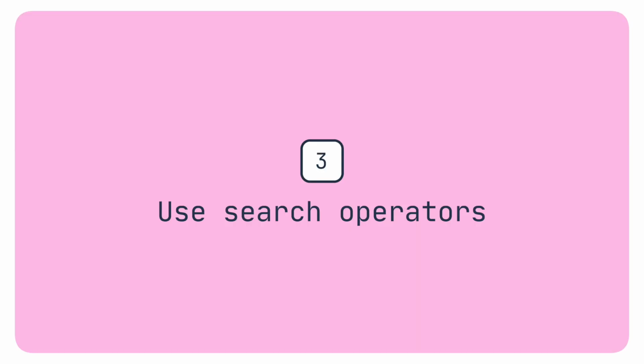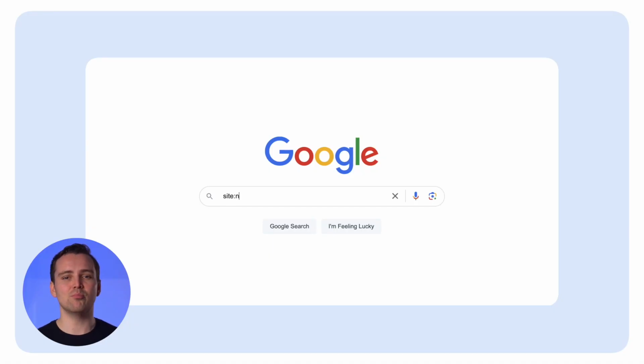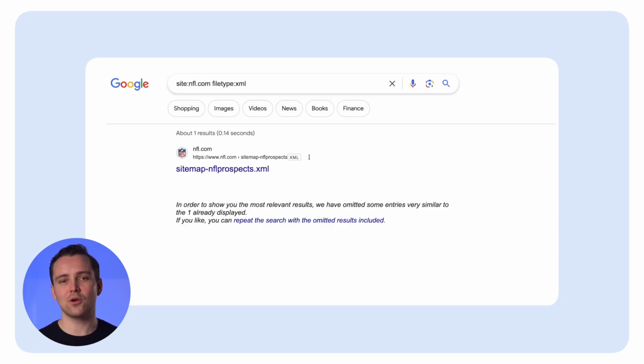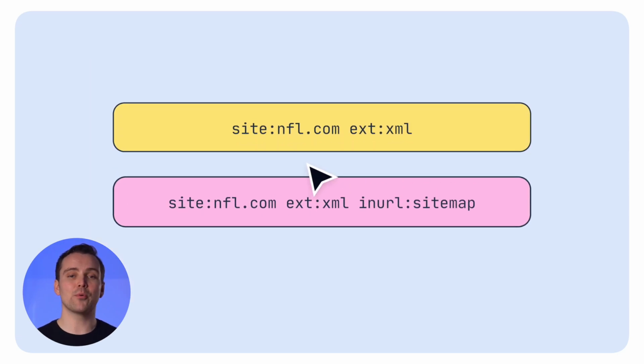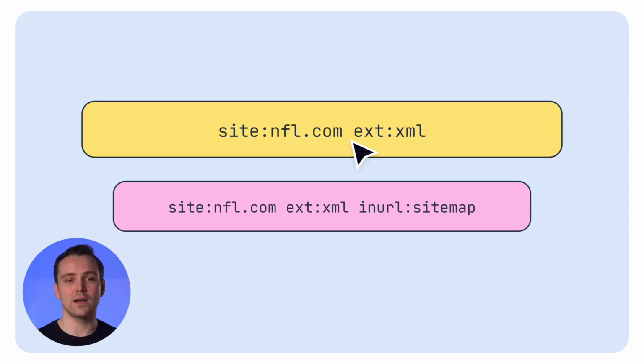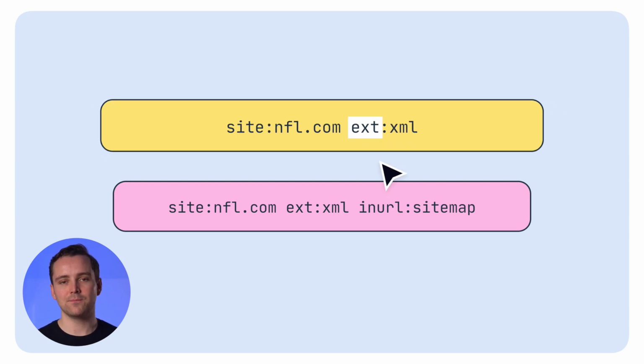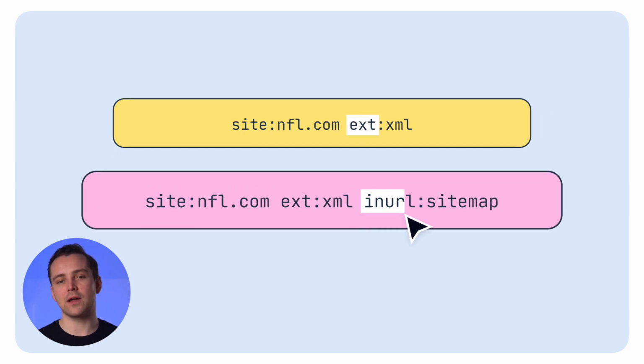3. Use search operators. Now for some detective work. Let's use Google search wizardry. In the search bar, combine site: with the website's URL and add filetype:xml. If a sitemap is lurking on the index, it'll pop up in the search results. Other operators you can try after are site: ext:xml, or inurl:sitemap.